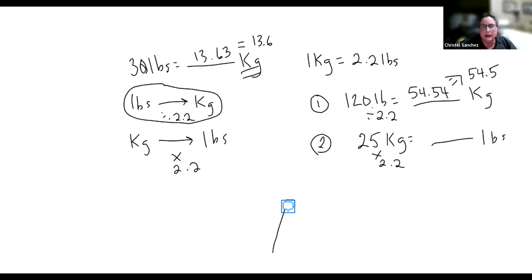All right, so if I'm multiplying 2.2 times 25, I'm gonna get 55. Okay, does everybody see that? So any questions on converting from pounds to kilograms and kilograms to pounds? All right, now let's go to page... There's plenty of, on page 609, y'all, there's plenty of practice for these conversions, okay? All right, so let's go to page 611, okay?